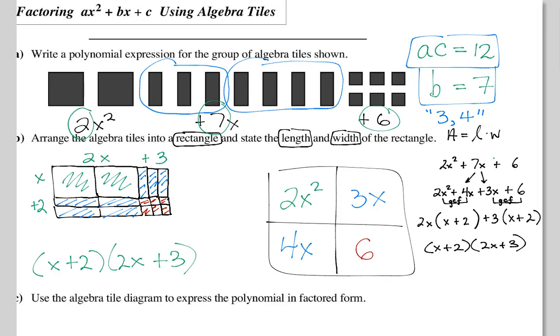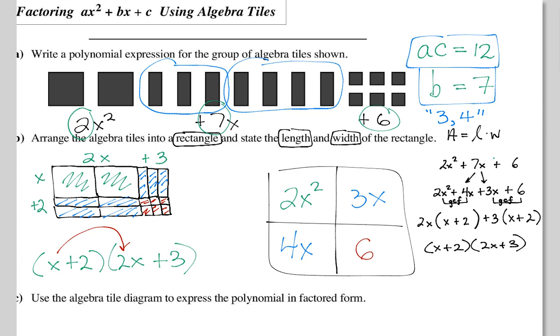Okay, so the reason that we decompose the trinomial's middle term, 7x, into 4x and 3x is so that we can get 4 terms in the expansion. Because remember, when you FOIL something, how many terms do you get? You get 4.